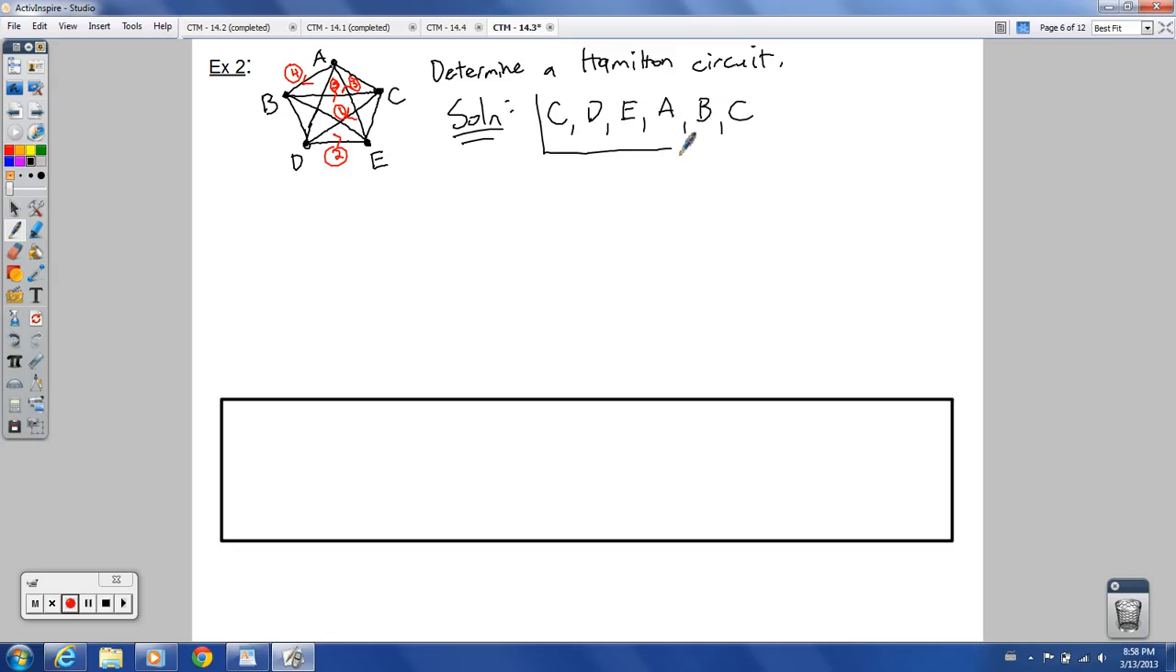This is one possibility. Is it the only possibility? No, definitely not. But let's use a little highlighter here. So this is the way I went. So I went from C to D to E to A to B, and then back to C. So that's what I ended up with. You don't need to highlight, you can just put that there, but if you want to highlight it, that's fine by me. That helps you out there. So this is one possibility. Are there more? Absolutely.